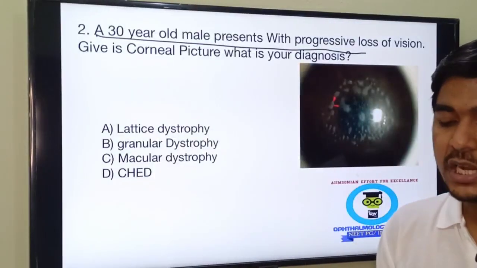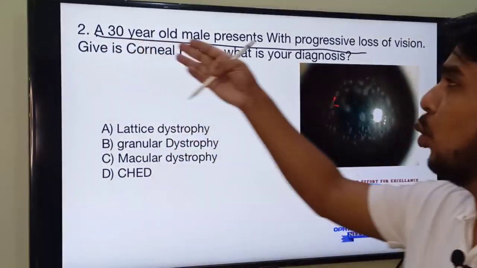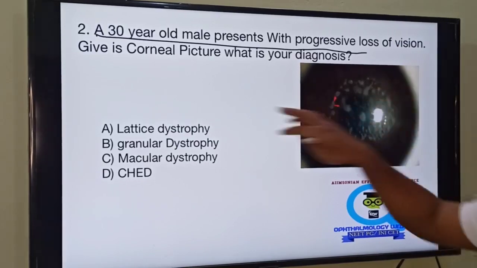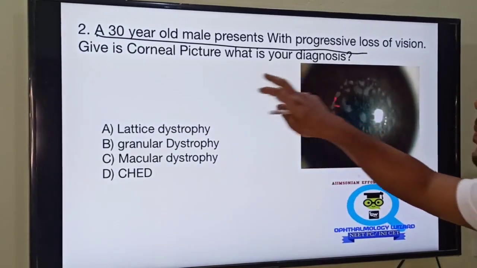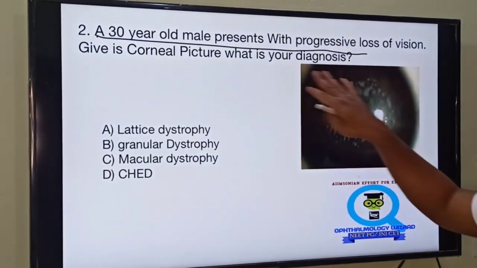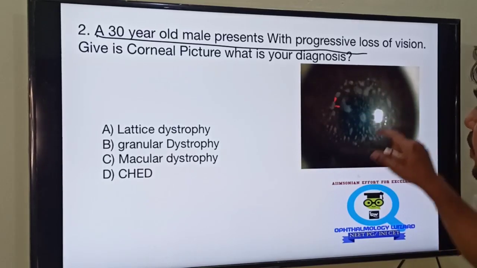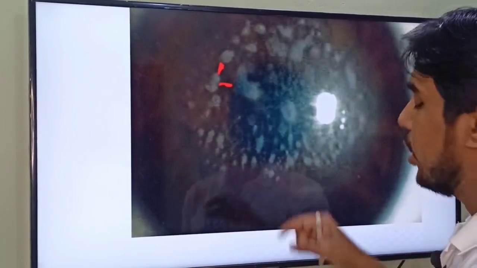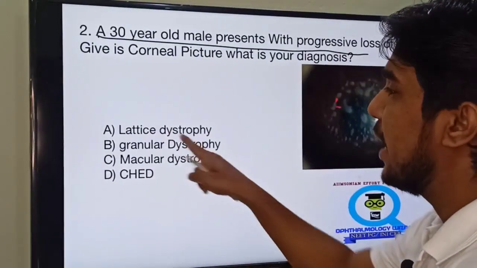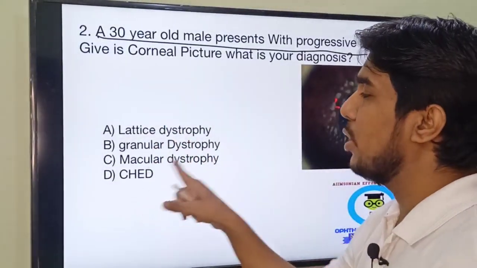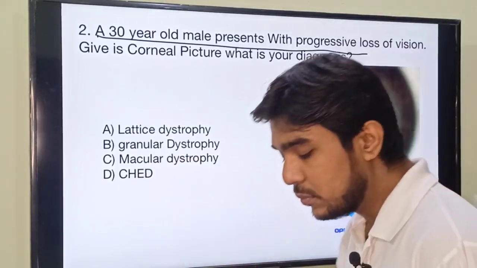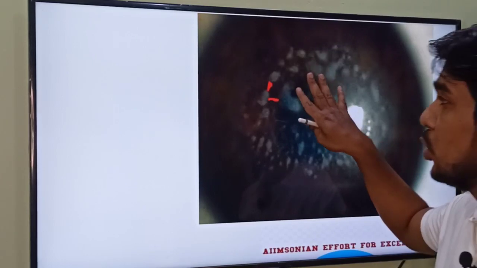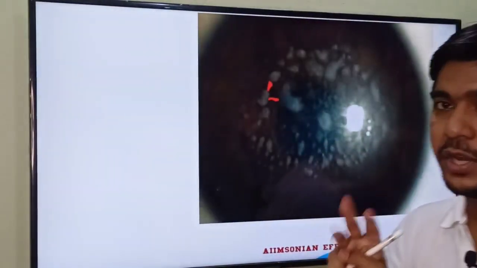Coming to question number 2. A 30-year-old male presents with progressive loss of vision. Given is the corneal picture. What is your diagnosis? So this is the corneal picture, let me show you. The options are lattice dystrophy, granular dystrophy, macular dystrophy, and CHED. So this is an important point to understand. To differentiate this, you have to see 3 points.